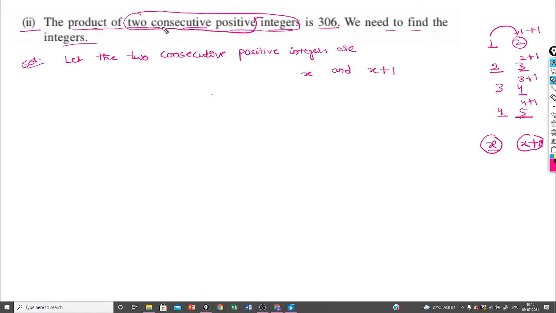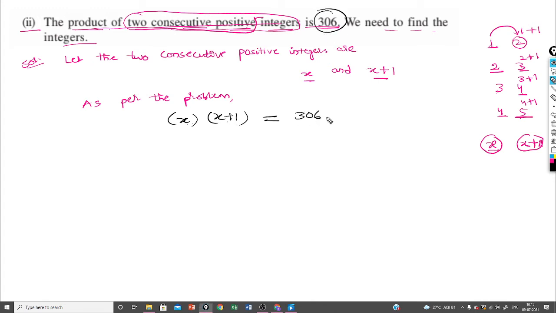Here, the product of two consecutive integers is 306. So as per the problem, what can we write? The product of two consecutive positive integers: these are the two numbers, the first number x and the second number x plus 1. Product means multiplication, and it is 306. So x into x plus 1 equals 306.